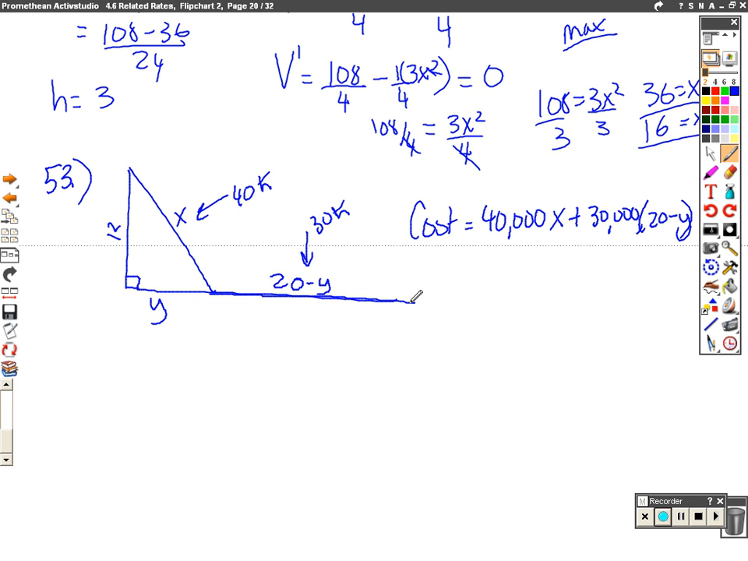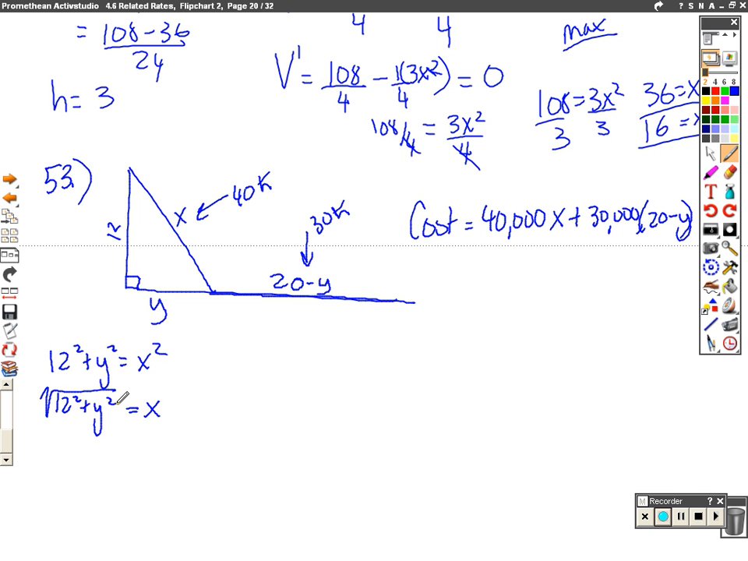So we want to go ahead and get rid of one of these variables. We want to get rid of either x or y, so we need to relate them to each other. The only place that we have where they're somewhat vaguely related is right here. So we know that 12 squared plus y squared should equal x squared. Or we can write this as that x is the square root of 12 squared plus y squared.